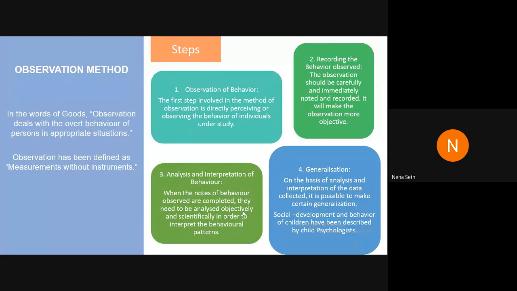The next is recording the behavior. I have noticed how my students are behaving, and I immediately note it down or record it somewhere. Otherwise, it is a human tendency to forget the behavior. Then once I have made the record, I have the data. The next step is to analyze and interpret the behavior. Once I have interpreted it, we can generalize this behavior, because from the first batch I did this study using the observation method, and I can apply this to the next batch.